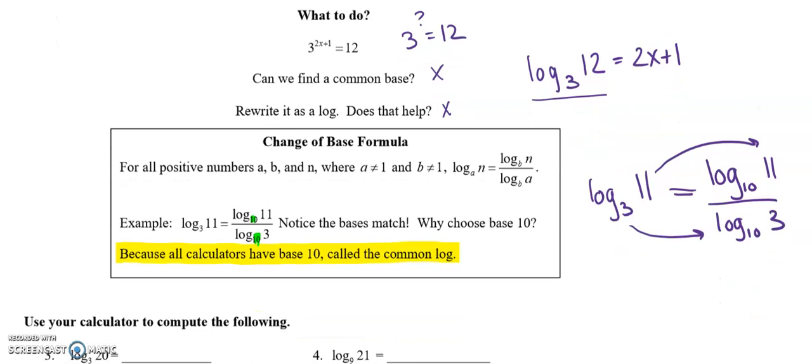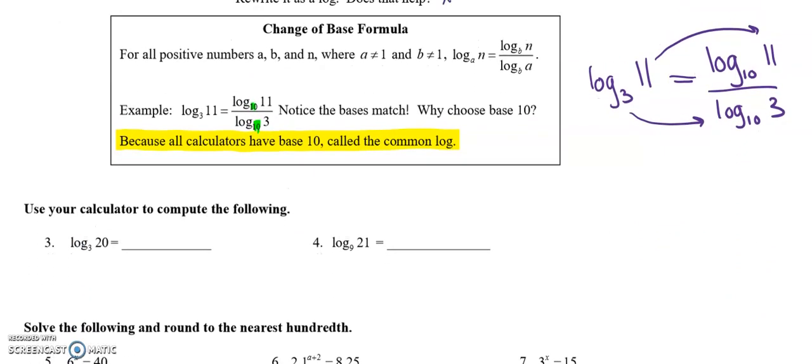All right, let's try a couple. We have log base 3 of 20. 3 to what power is 20? I don't know. 3 to the first is 3, 3 to the second is 9, 3 to the third is 27. Since 20 falls between 9 and 27, we're expecting our answer to be between 2 and 3.